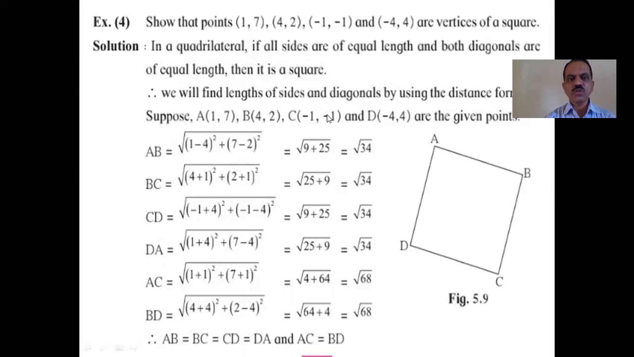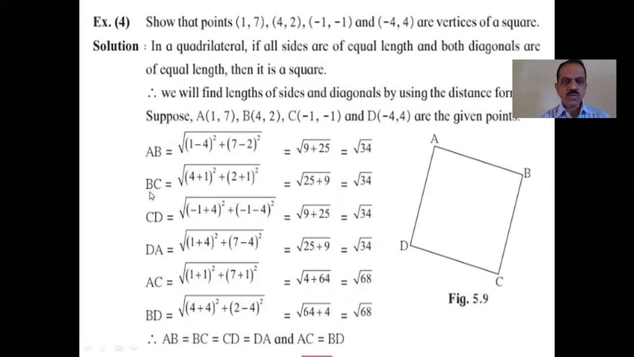मग या दिलेल्या बिंदूंना नाव द्या, A, B, C आणि D, आणि ते डिस्टन्सेस काढून घ्या. पहिलं डिस्टन्स आपण काढलं डिस्टन्स फॉर्म्युल्यानुसार, square root of (1 minus 4) square plus (7 minus 2) square. Substitute this and then you get square root of 9 plus 25. Therefore we get square root of 34.